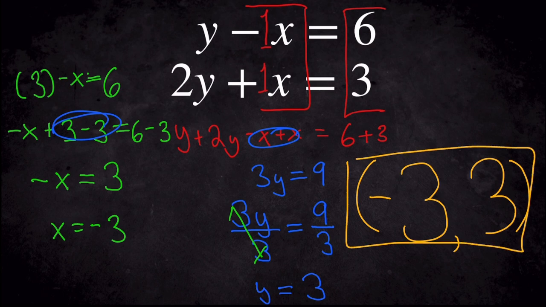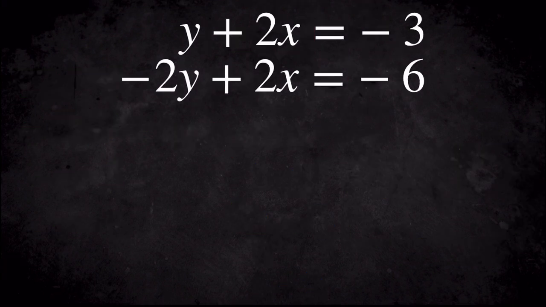Now that we have solved this problem, let's do another example. So now we have a system of linear equations that are both in standard form. y plus 2x equals negative 3, and negative 2y plus 2x equals negative 6. Now both of these equations have a coefficient of 2 for the same variable, 2 and 2. But except they're both positive.